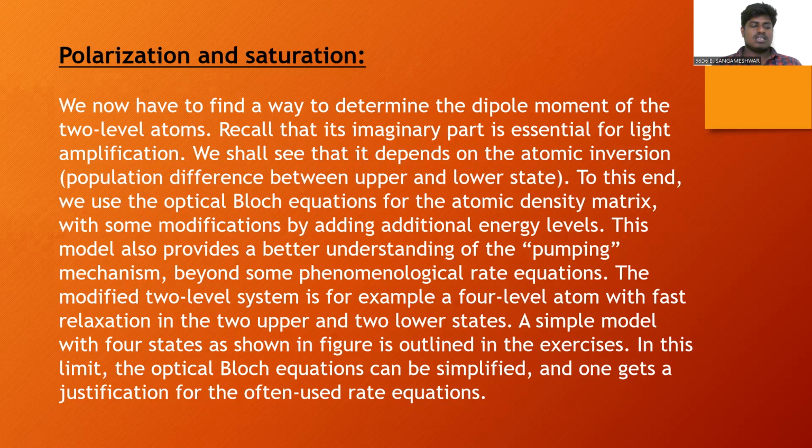by adding additional energy levels. This mechanism goes beyond phenomenological rate equations. The modified two-level system is, for example, a four-level atom with fast relaxation in the two upper and two lower states. A simple model with four states, as shown in the figure, is outlined in the exercises. In this limit, the optical Bloch equation can be simplified and one gets a justification for the often used rate equations.